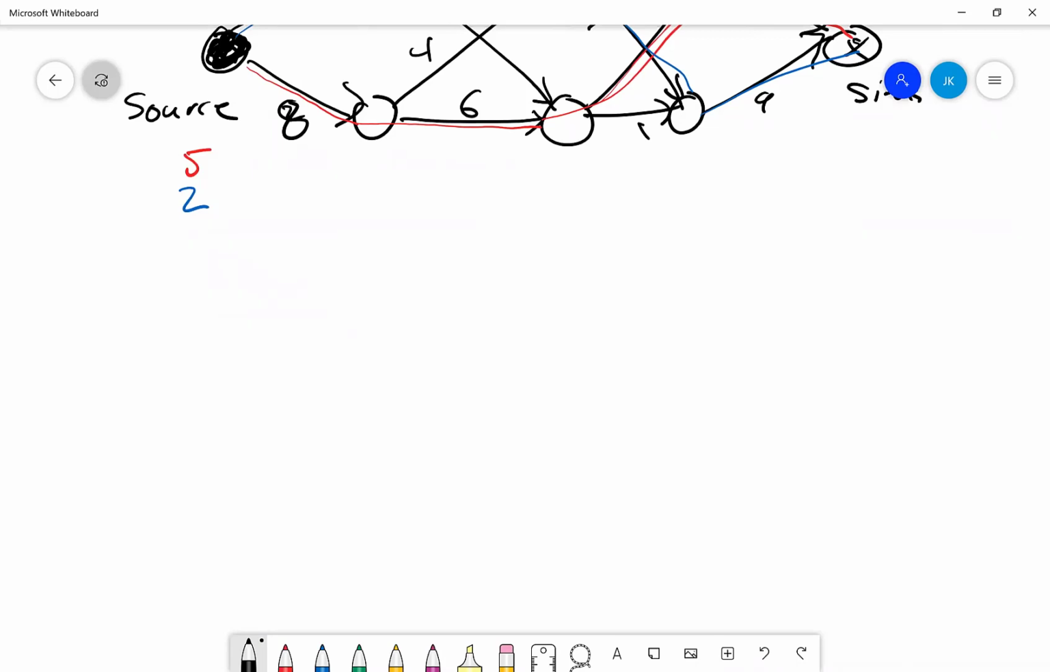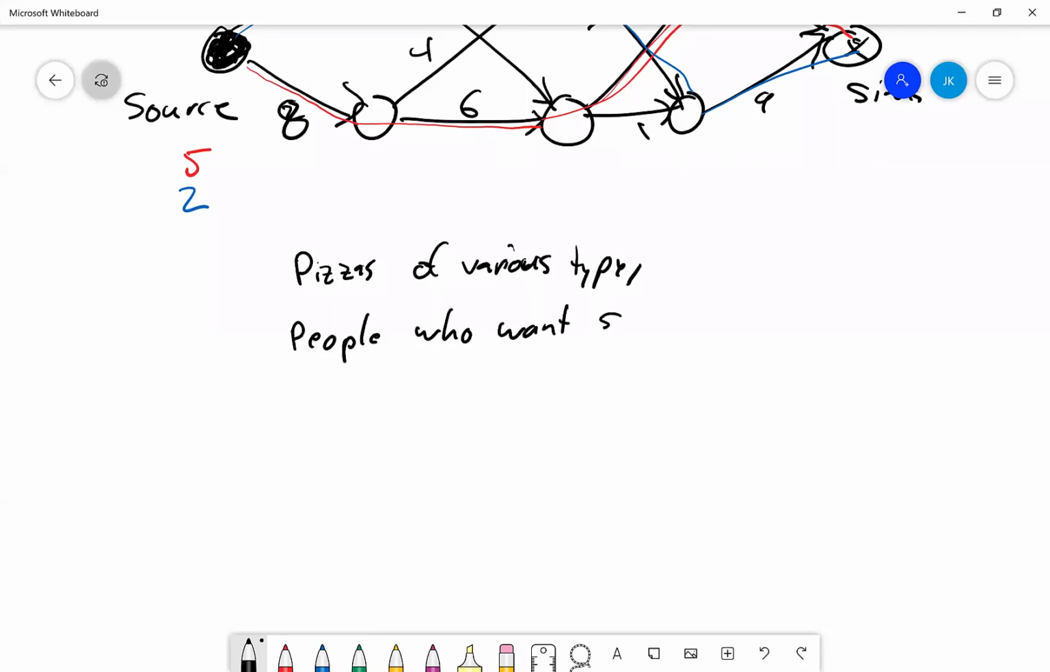It's eating pizza. Okay, so you have a bunch of pizzas of various types. And then you have people who want some number of slices. Okay, and they have a list of pizzas they will eat.